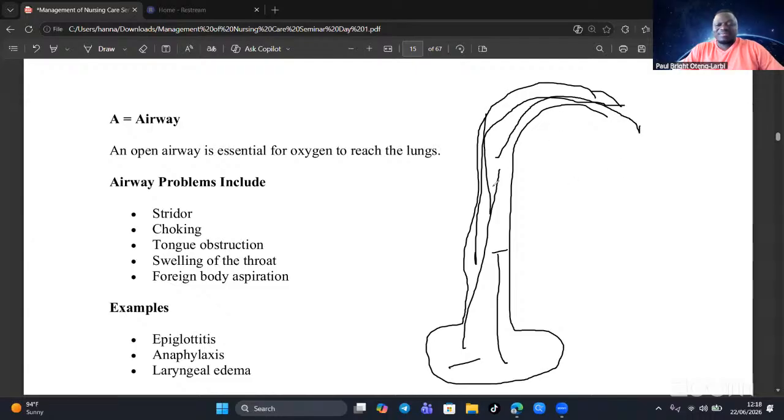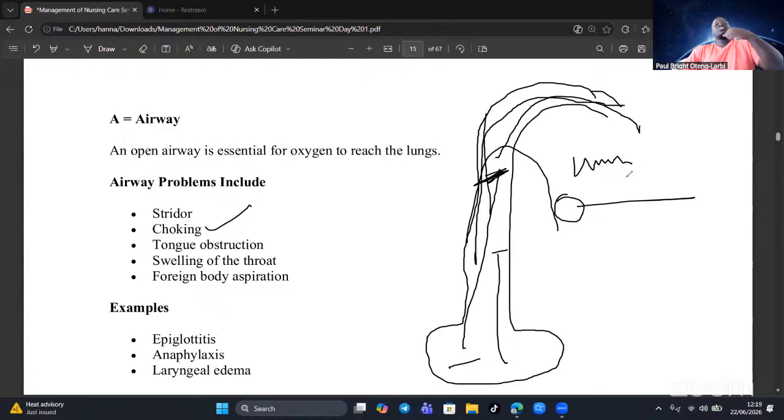Okay. So when something blocks it, is it an aspiration? Is it a stridor, as in upper airways, or wheezing, lower airways? Is it choking, especially in children? Is it tongue obstruction in unconscious patients that you've put the head down? The tongue will roll back and obstruct what? The oropharynx. Air cannot go, and the nasopharynx cannot go.